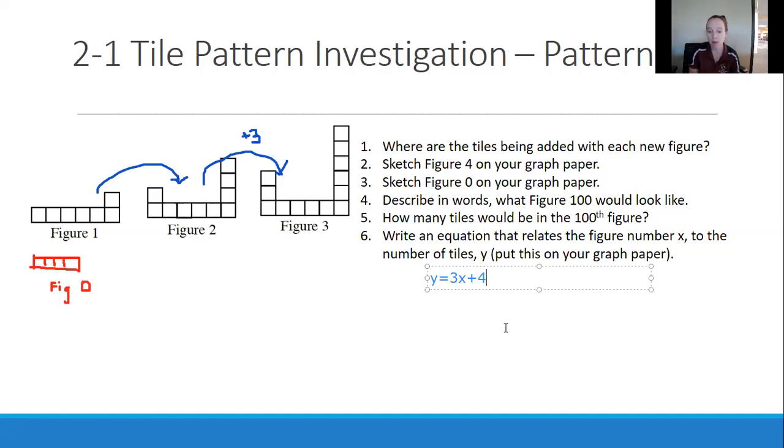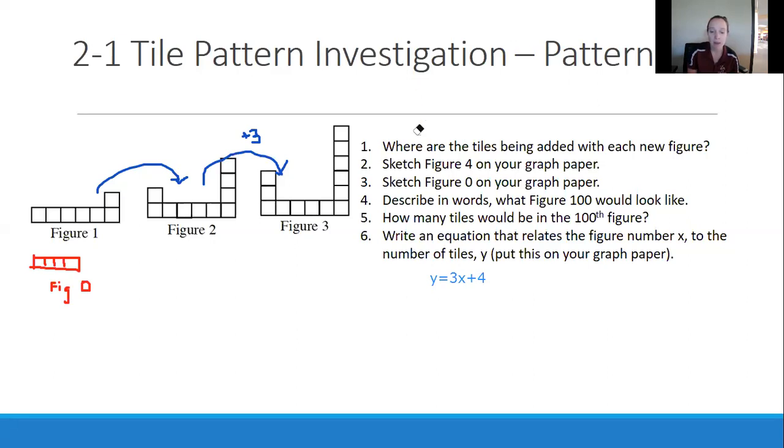Now let's plug in 100. Does that work? Sure. 3 times 100 is 300 plus 4. There's your 304 from question number 5. But let's say I asked for 20. Well, 3 times 20 would give me 60 plus 4, 64. So now you can figure out how many tiles are in any figure number just by plugging in for x.